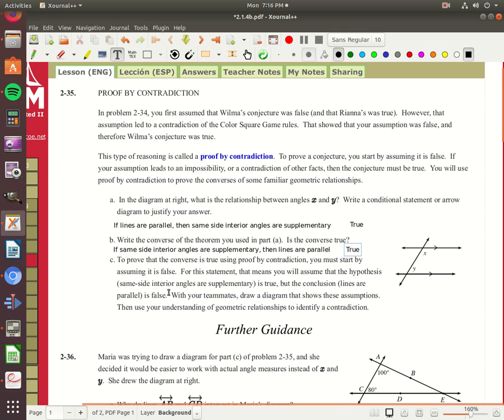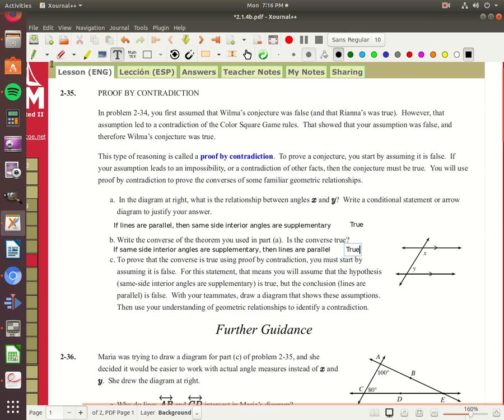So it says to prove that this converse is true using proof by contradiction, you must start by assuming it's false. For this statement, that means you will assume that the hypothesis that same side interior angles are supplementary is true. So we're going to say, hey, same side interior angles are supplementary is true, but the conclusion is false. We're going to say these lines aren't parallel. So here's what they mean by that.